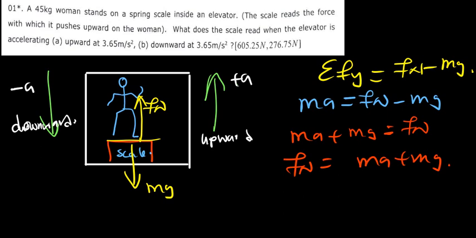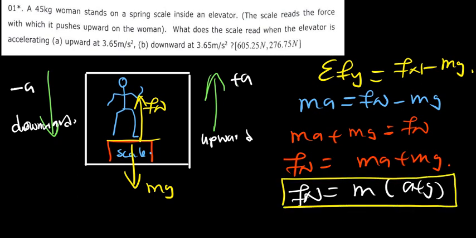The next thing we have to do, I can factor out m. So I'm going to have Fn equal to m, open brackets, a plus g. So this is the general formula which I want you to know under elevators. Any question under elevators, this is the final formula. But you have to come all the way from this point here, you come here, then you come there. Finally, the final formula is there.